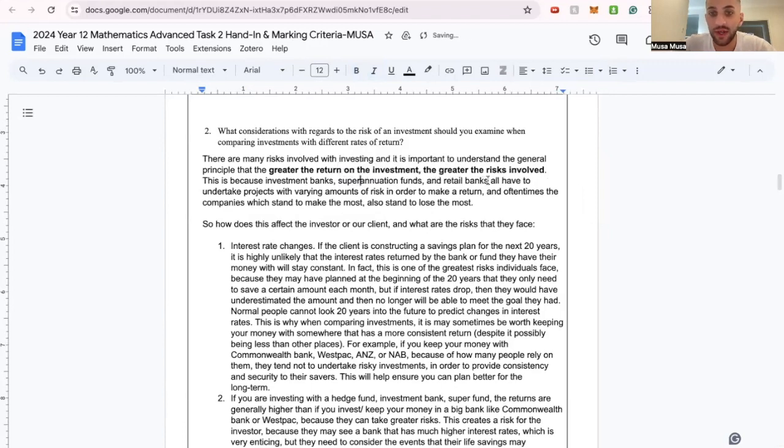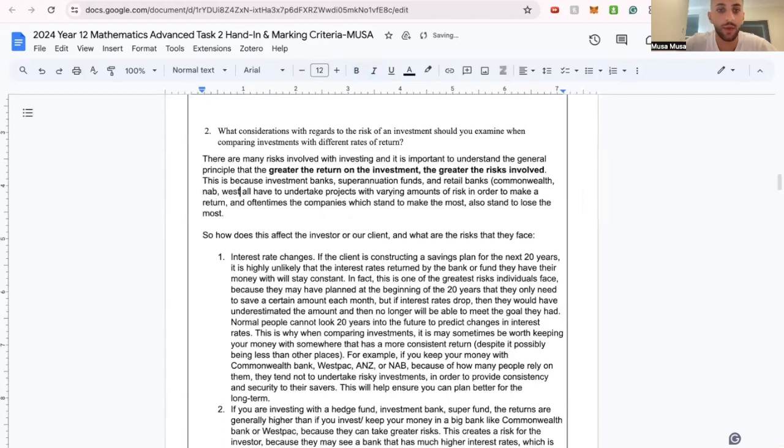And retail banks, so all of our retail banks like Commonwealth, NAB, Westpac. You get the idea. They all basically take the money that you have invested, and they invest in different projects, right? Some are invested in real estate, some in the stock market. Because they're using your money to do all of that investing, they pay you interest in return. So we all know the greater the risk, the greater the return.